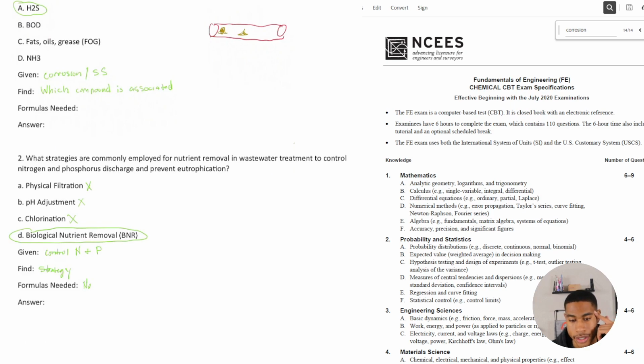Okay, so BNR, biological nutrient removal, is effective in reducing nutrient levels in treated wastewater, and thereby preventing eutrophication when discharged into a receiving water body. So just some background there.